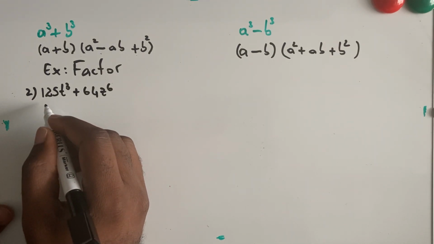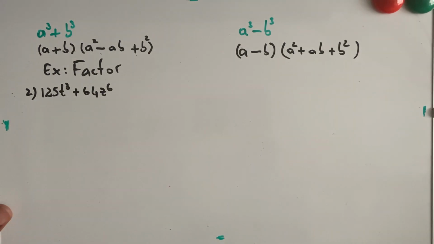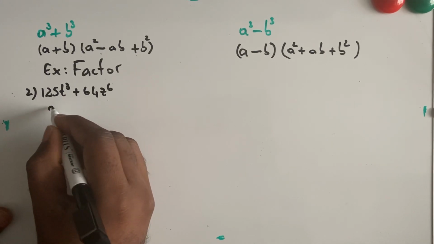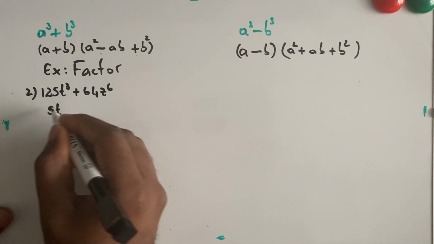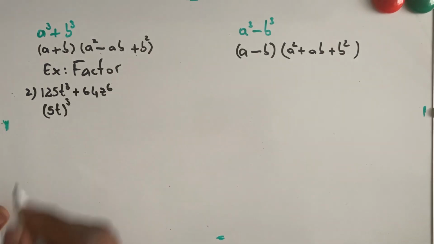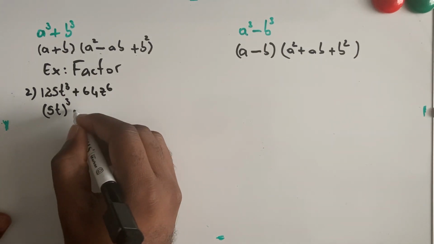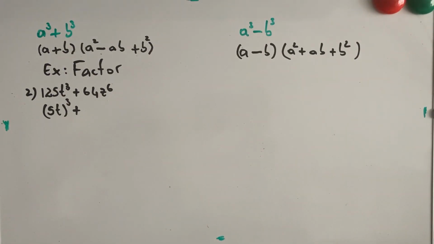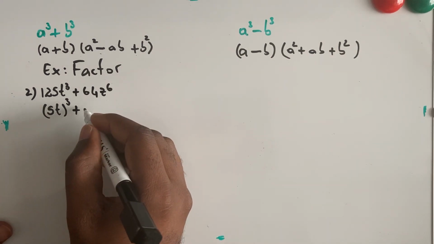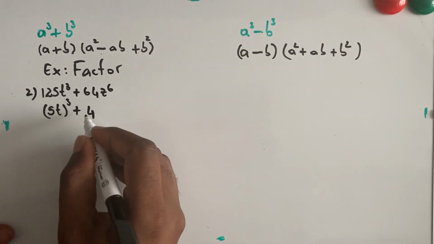5 times 5 times 5, because 5 times 5 is 25, and 25 times 5 is 125. So we can write this as 5t cubed, right? Okay, let's see the second one. Plus 64 is what? 64 is 4 times 4, which is 16, times 4 is 64, right? So we have 4 cubed.